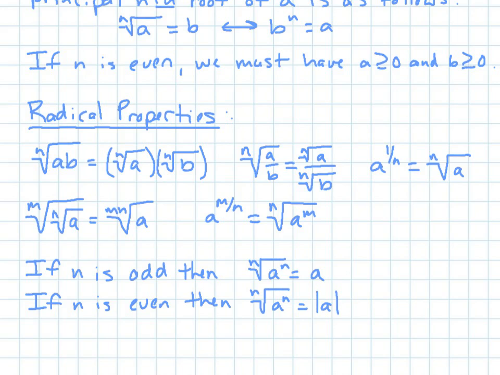Okay. Vice versa, if it's a division problem, so the nth root of a divided by b, you can still separate them, so the nth root of a over the nth root of b.